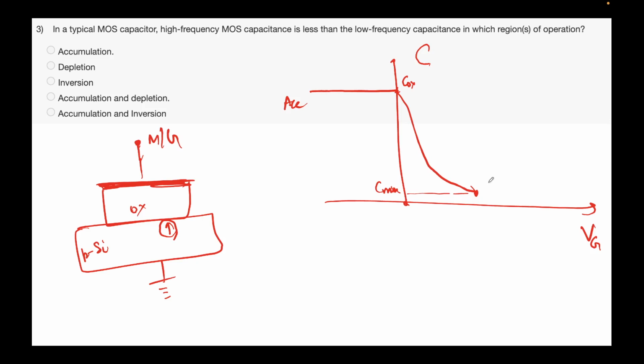Where do they differ? They differ only in the inversion region. So this will be the correct answer. And HFCV is lower. So HFCV capacitance is less than LFCV capacitance in the inversion layer only. So option C will be the correct answer.